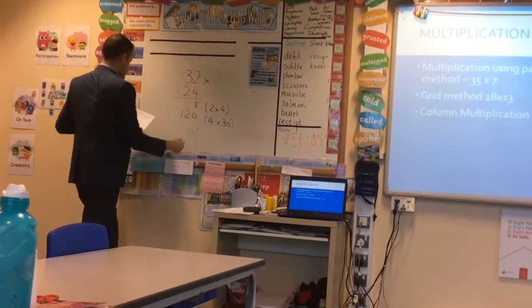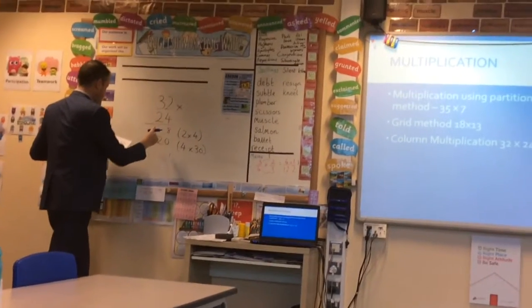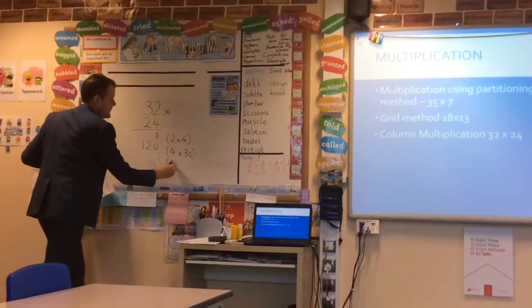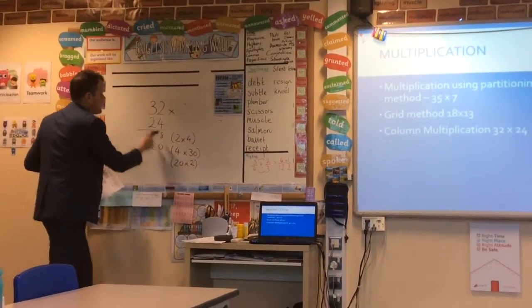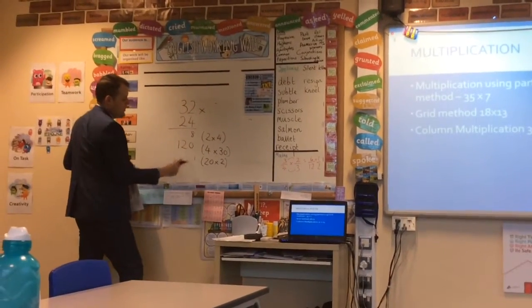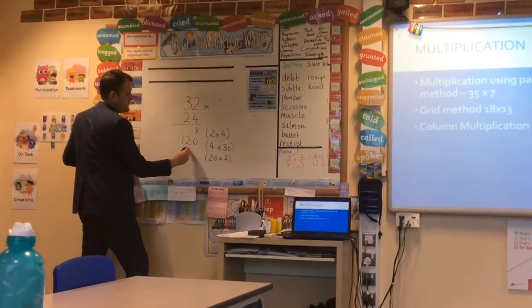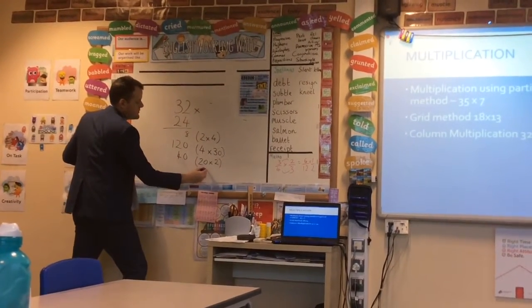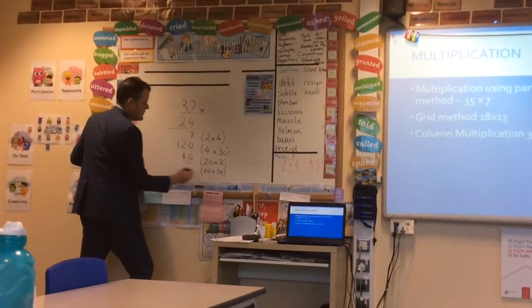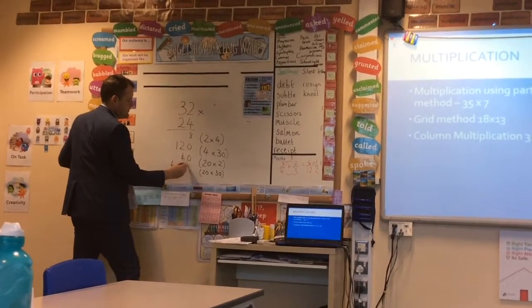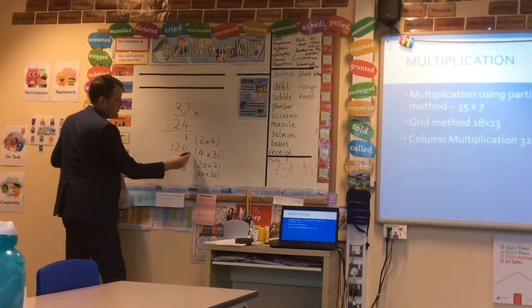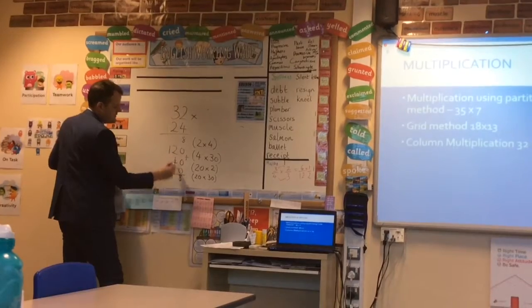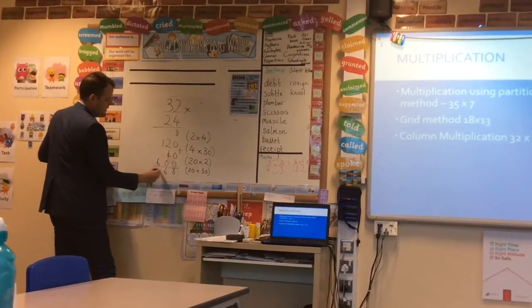Next bit they would look to do is 20 times 2. Really encouraging them to see that as 20, not 2. 20 times 2 is 40, and 20 times 30, which is 600. Then adding up what we've got here to get 8, 6, and 7.